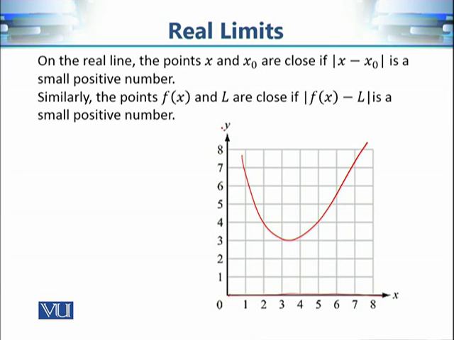These two are real lines, so on this line we can calculate the distance between any 2 points using |x minus x naught|, and on this y-axis we can also calculate the distance between any 2 points using the mod function. So let's say this is f of x1. For some value, let's say this is x1, we can calculate the distance between f of x1 and L using this function |f of x minus L|. Now we are going to use this mod function to describe the limit.